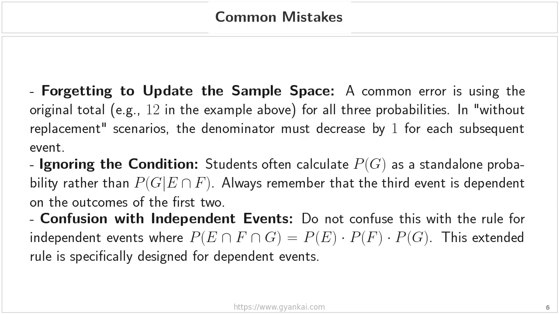Finally, do not confuse this method with the rule for independent events. If the events were independent, you could simply multiply the individual probabilities, where the probability of E, F, and G equals the probability of E times the probability of F times the probability of G. However, the extended multiplication rule we have learned today is specifically designed for dependent events, where one outcome directly affects the next.